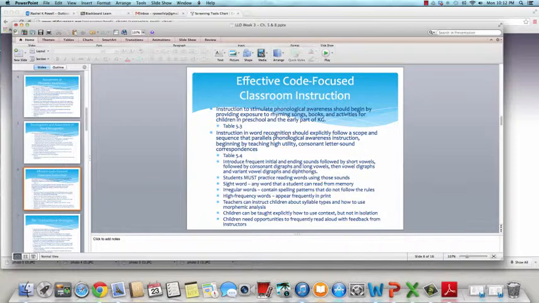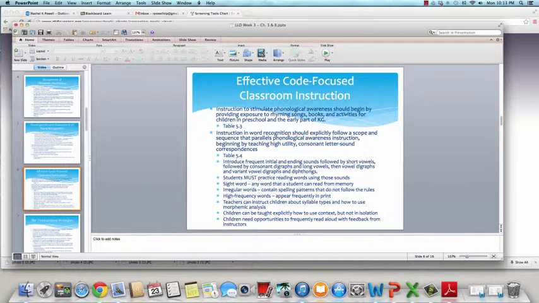Now, in regards to word recognition, how do we teach word recognition skills? It should also explicitly follow a scope and sequence that parallels phonological awareness instruction by beginning by teaching high utility consonant letter sound correspondence. And table 5.4 lists the phases and activities that you are teaching in regards to phonics instruction, essentially letter sound correspondence word recognition skills. So you want to introduce frequent initial and ending sounds followed by short vowels, then consonant digraphs and long vowels, then vowel digraphs, and then finally variant vowel digraphs and diphthongs.